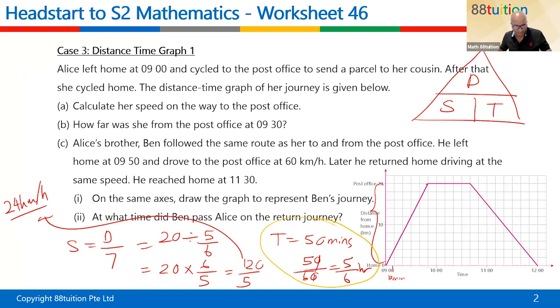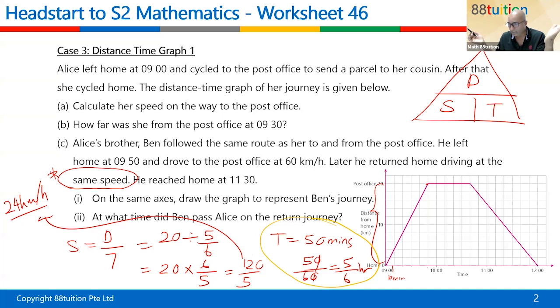Read the question. He left home at 9:50 and drove to the post office at 60. You know the speed. Later, he returned home driving at the same speed. Remember, this is a clue. Same means constant speed. Just remember that this is important information. He reached home at 11:30. From the question, you know the distance from home to post office is 20 kilometers, right? You know that from the question.